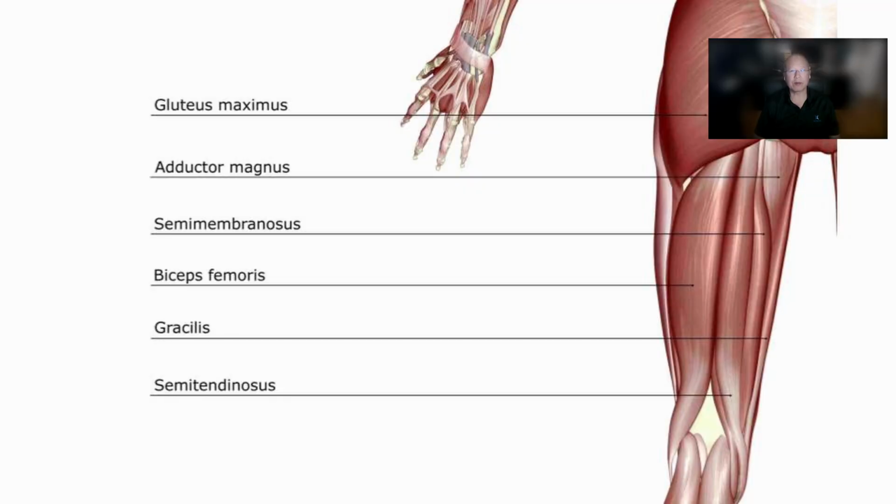The hamstrings are a group of three muscles on the back of the thigh. A hamstring strain occurs when the muscle fibers are overstretched or overloaded. This usually occurs when the muscle is actively contracting while being lengthened.